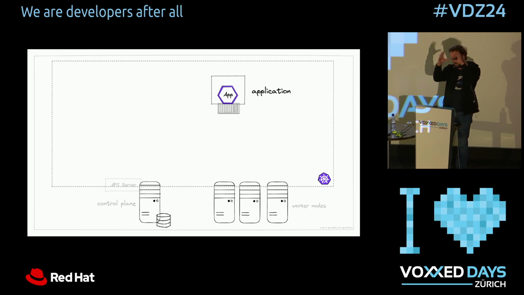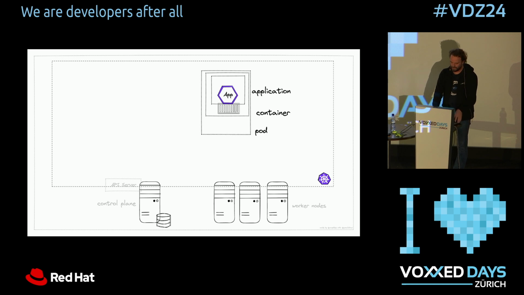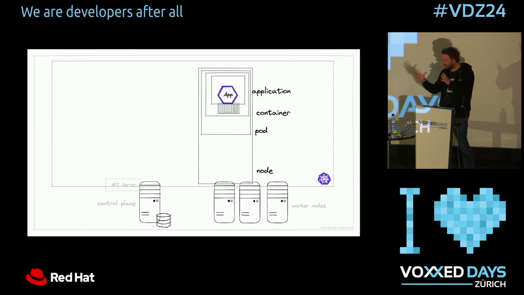So the innermost layer would basically be the application layer. Then the applications are being wrapped in a container. The containers are being run in pods, and pods are being run on nodes. So I would kind of expect that most people have heard those terms before. Still, I want to try to make sure that this kind of nesting structure is understood.